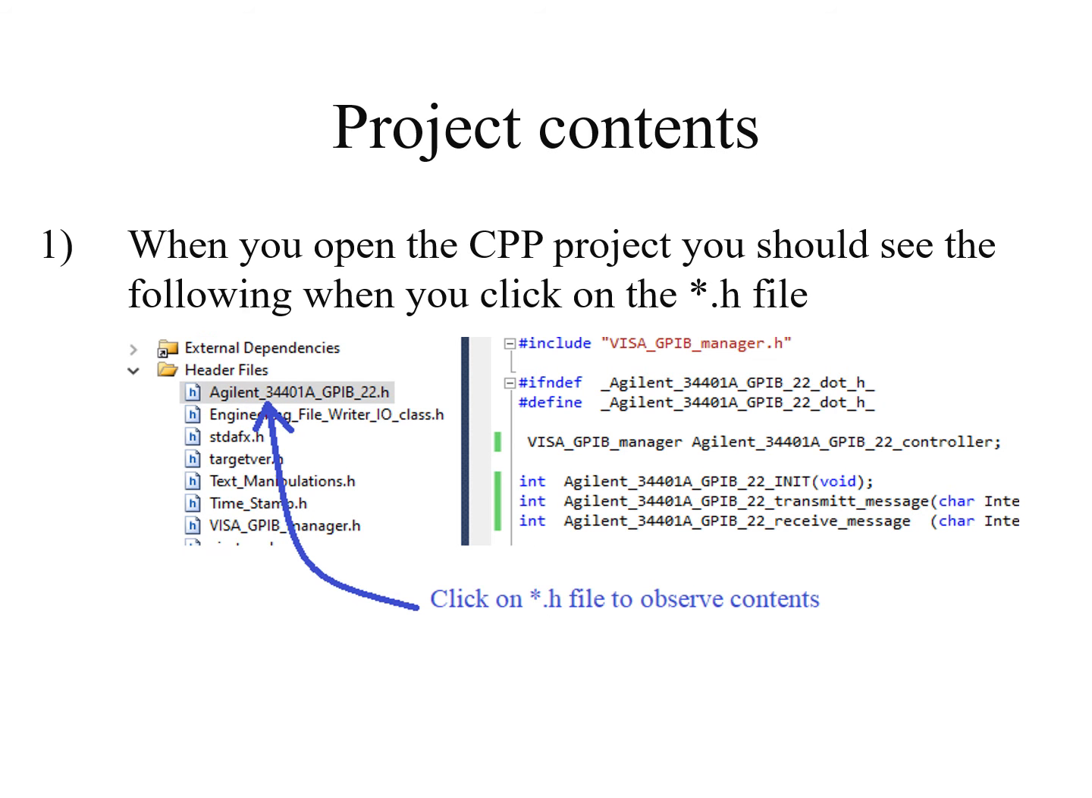When you open up the project, you have to click on the header files folder, then click on the Agilent 34401A GPIB header file, and you'll see something like what you see on the screen here. You have to do this because I'm going to describe essentially 4 different functions, actually about 3 here.